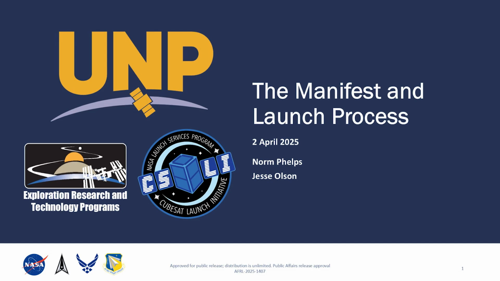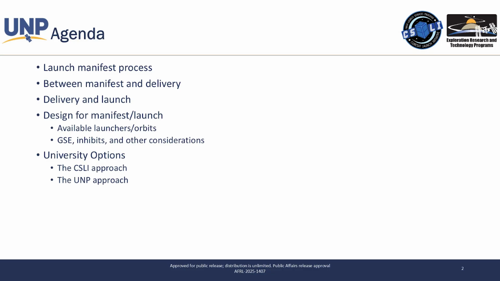Where do launches come from? We're going to talk about the manifest and launch process, both from a CSLI, or CubeSat Launch Initiative, process, as well as a UNP process. So what we're going to talk about today: number one, the launch manifest process.